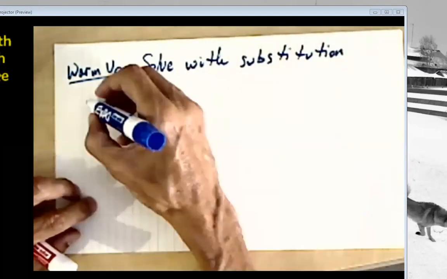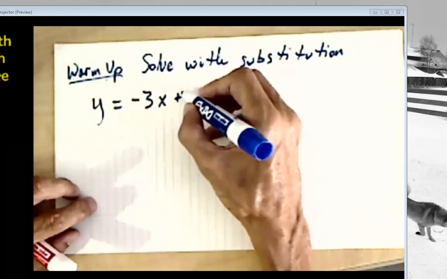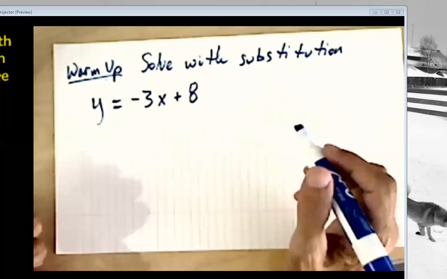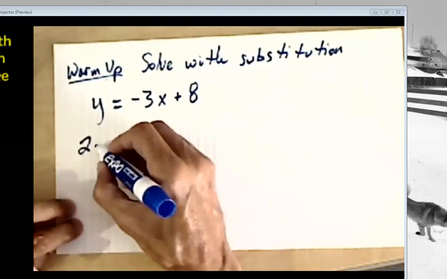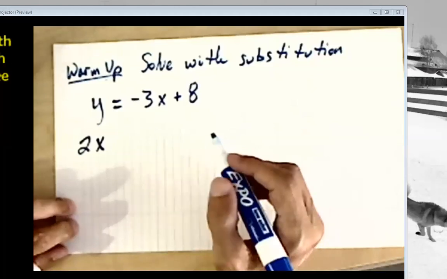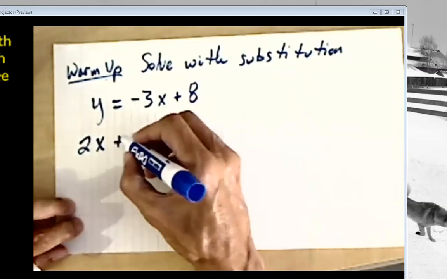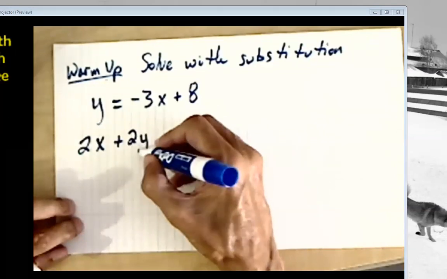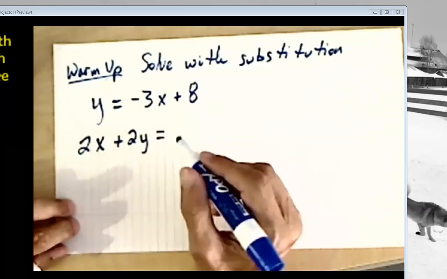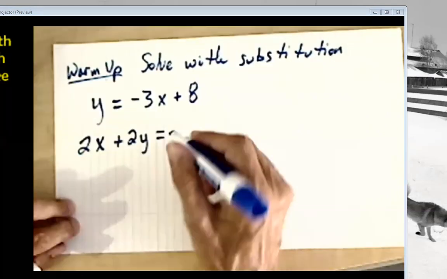Got y is equal to minus 3x plus 8. And 2x plus 2y is equal to, oh, that equals 8 as well.